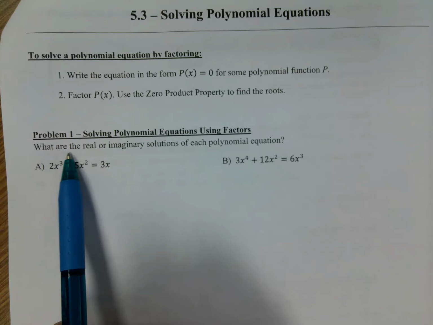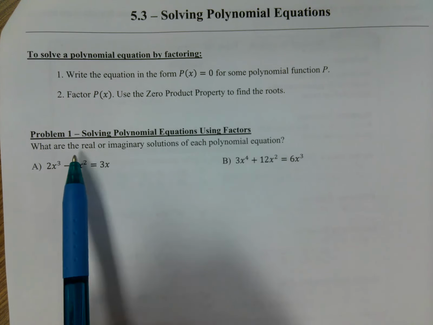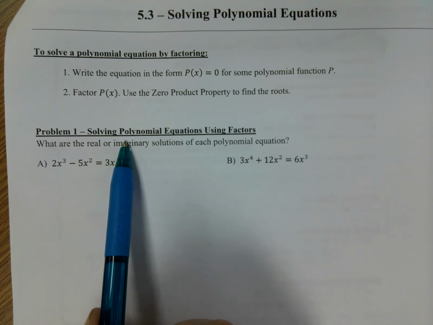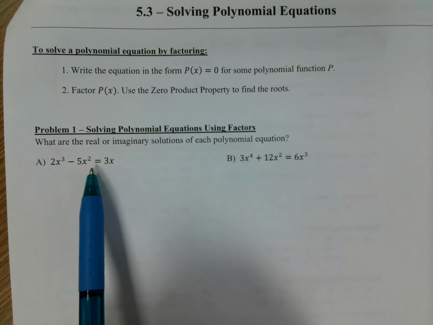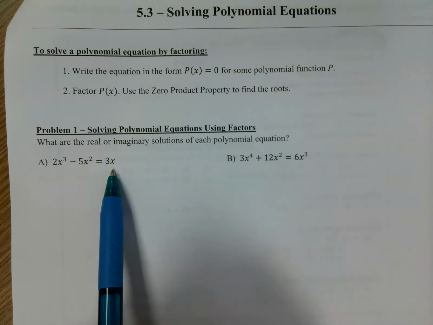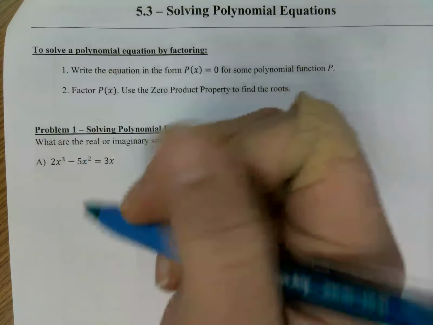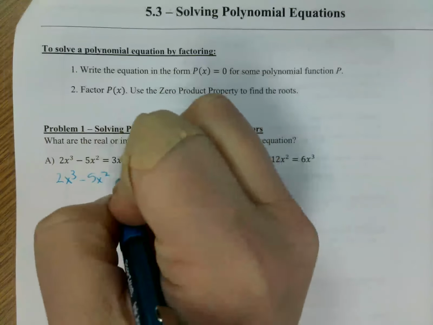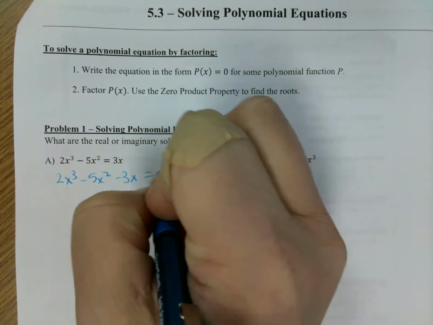First, it says, what are the real or imaginary solutions? There could be real or imaginary, meaning our answer could have i in it for each solution. When I'm looking at this, the first thing I need to do is to solve this for 0. So I have to move this over, so I can have 2x cubed minus 5x squared minus 3x is equal to 0.